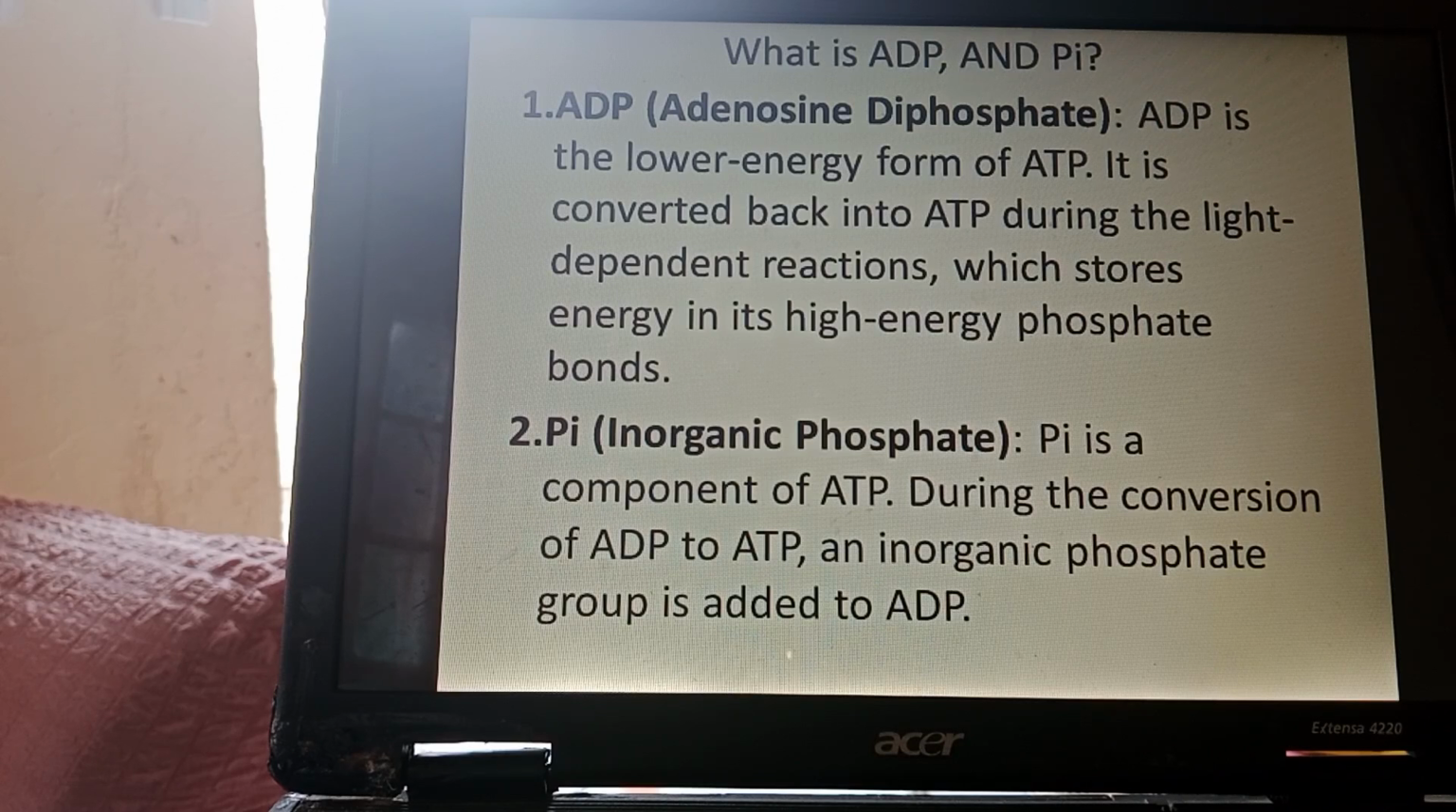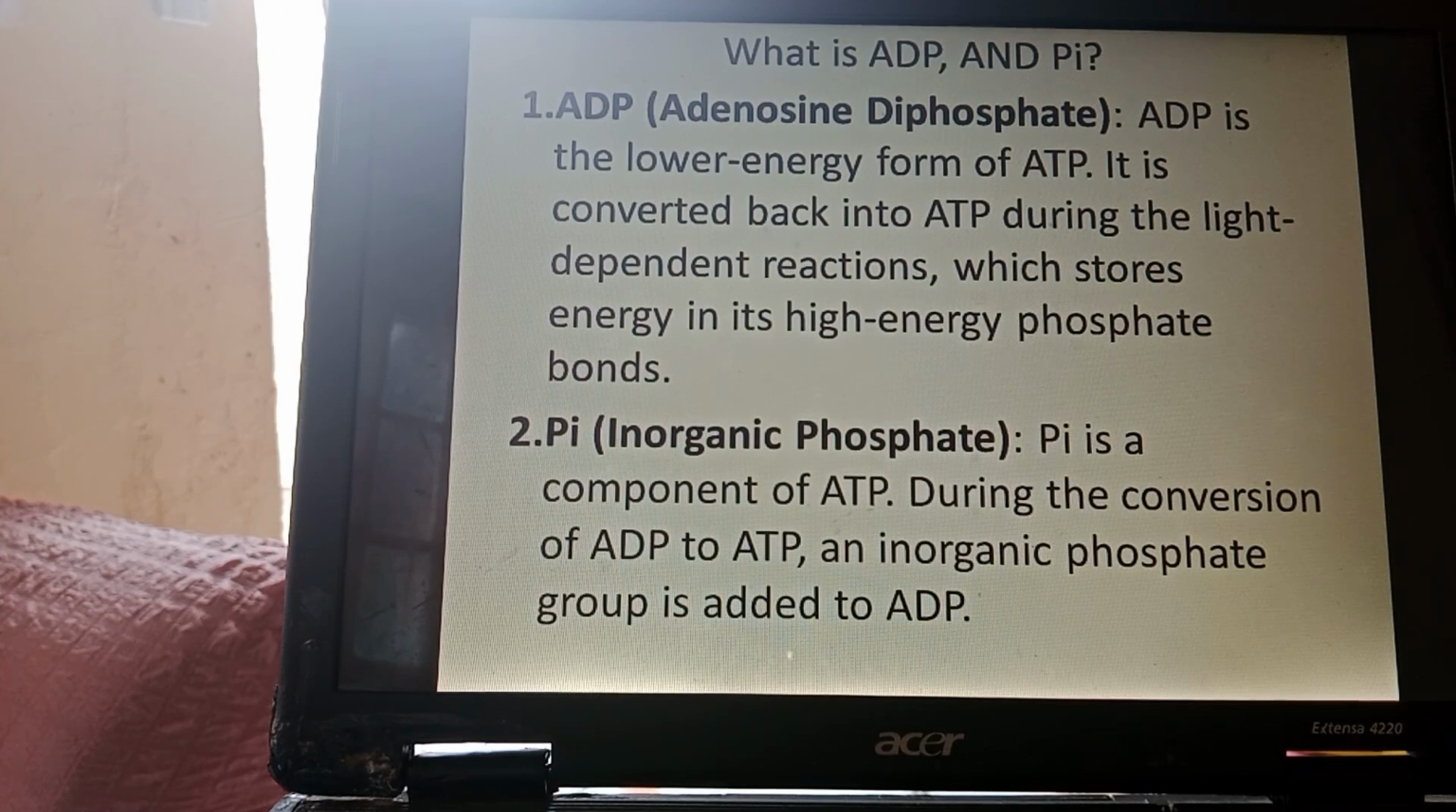What is NADP and Pi? It's a continuation. ADP is adenosine diphosphate. ADP is the lower energy form of ATP. It is converted back into ATP during light-dependent reactions, which stores energy in its high-energy phosphate bonds. Pi is inorganic phosphate. Pi is a component of ATP. During the conversion of ADP to ATP, an inorganic phosphate group is added to ADP.